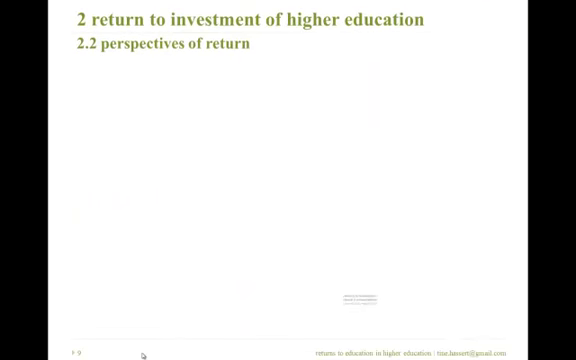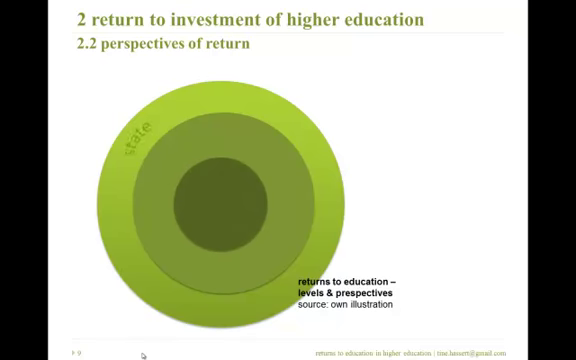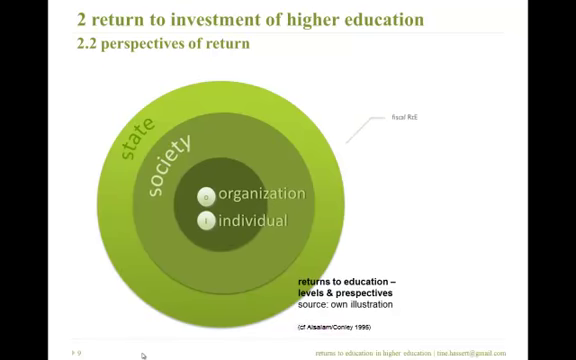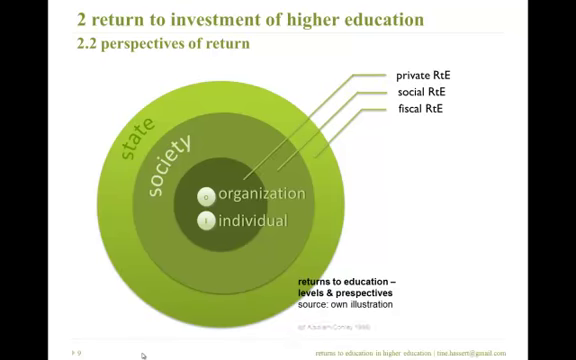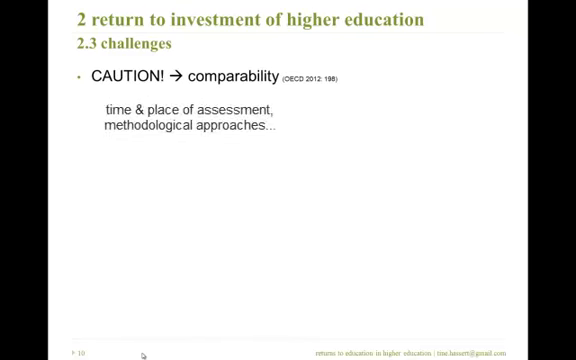I focus on the individual perspective. The private return to education is the one that interests me most. I pronounce private because there are also two other players, state and society, as mentioned before. Depending on who invests in education and benefits from it, different values are included in the estimation of returns. Returns to education are not generally comparable. There are different times and places of assessment, varying methodological approaches, etc.